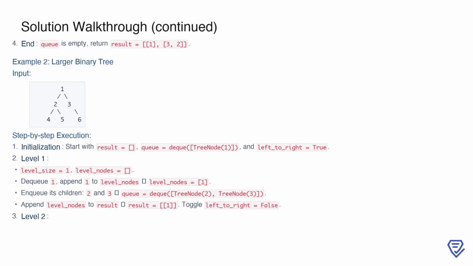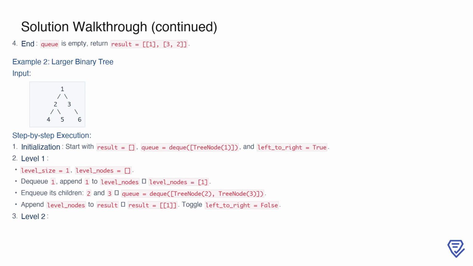For level 2, the queue now contains nodes 2 and 3, so the level size is 2. We reset level_nodes to an empty list and process node 2 by dequeuing it, appending its value to level_nodes, and enqueuing its children, nodes 4 and 5.